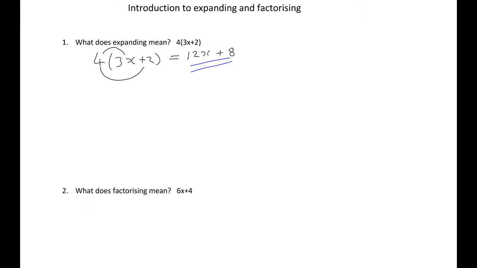These questions can get a bit harder. We could have x(3x - 5). Now we're going to do x times 3x, x times minus 5. x times 3x is 3x squared. x times minus 5 is minus 5x. Okay, that's all we mean by expanding. We want you to times out the bracket.